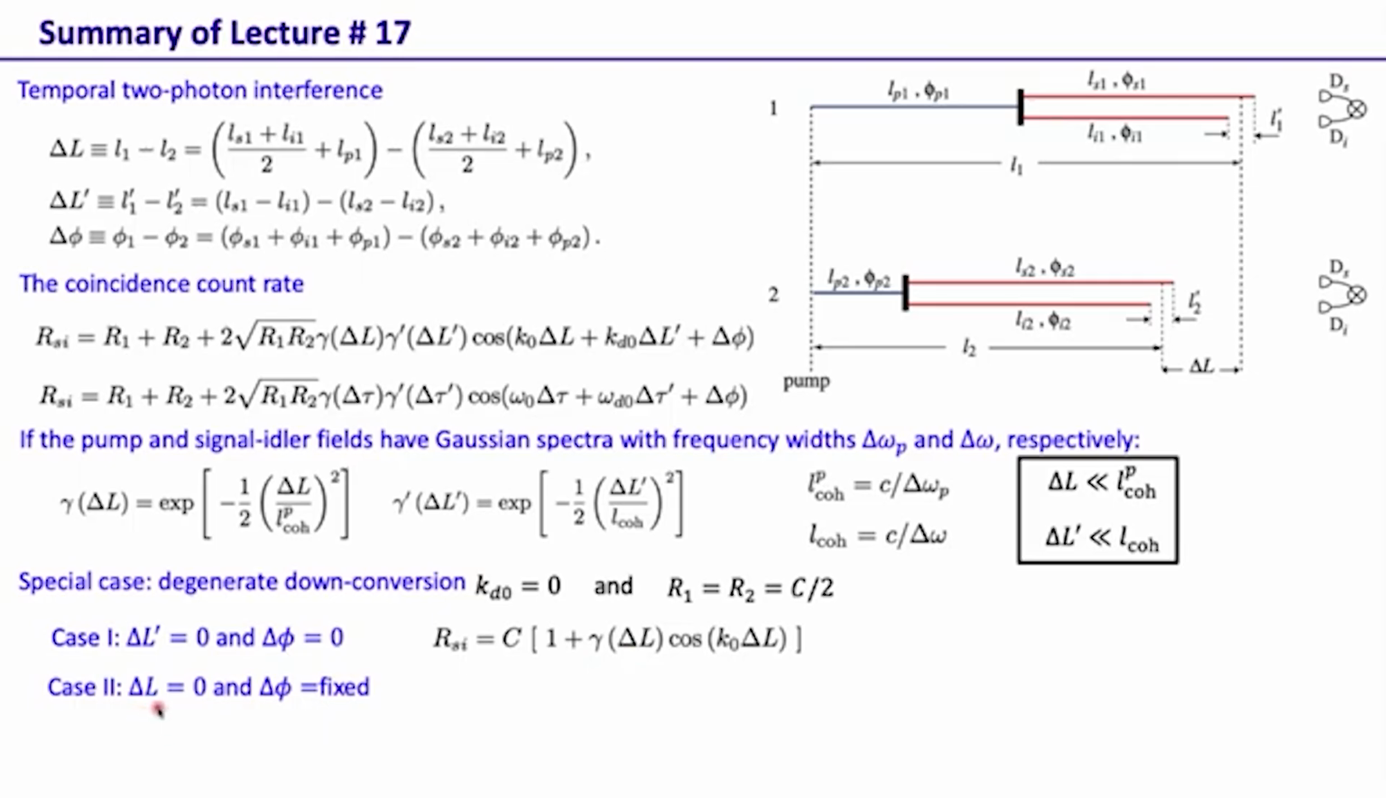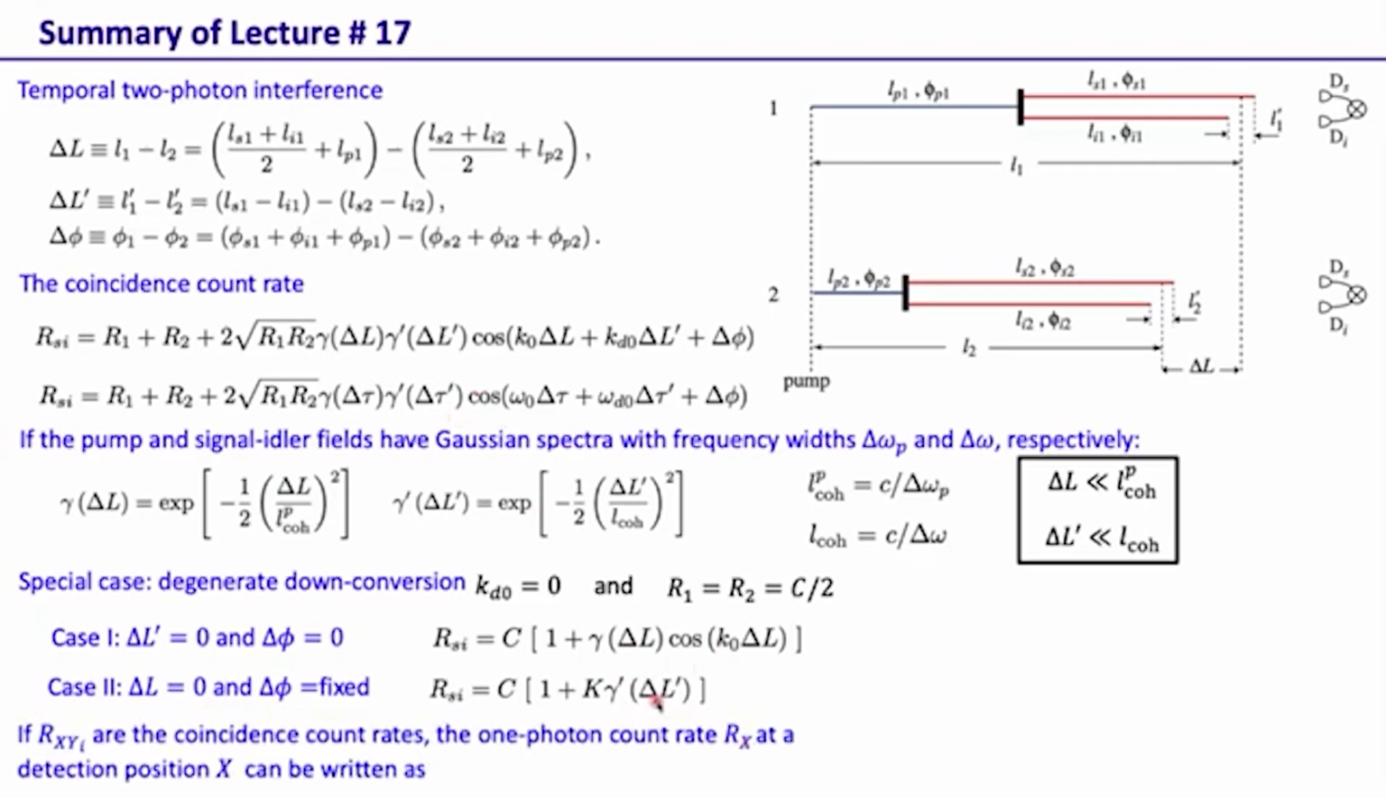Then we looked at the second case in which delta L is 0. This is in order to explicitly see how the two-photon interference depends on delta L prime. In this case, the coincidence count rate has this expression. Of course, there is no interference here, but if we change delta L prime, we pretty much see the profile of gamma prime, that is the time averaged coherence function, the degree of coherence. Again, delta L prime has no one-photon analog or classical analog.